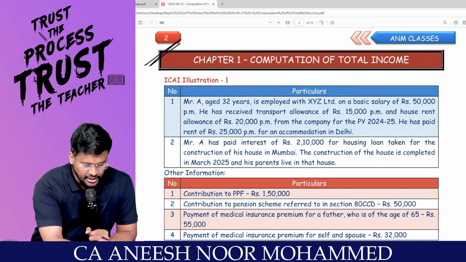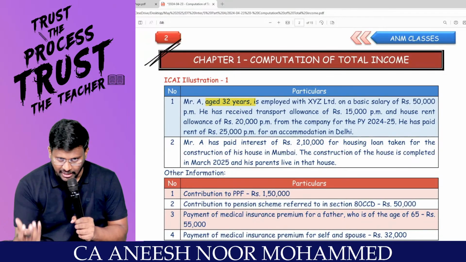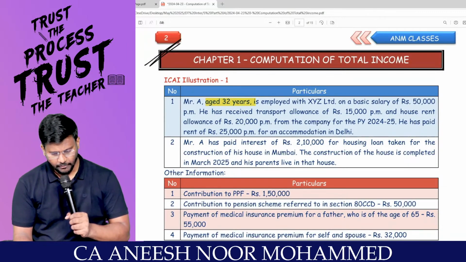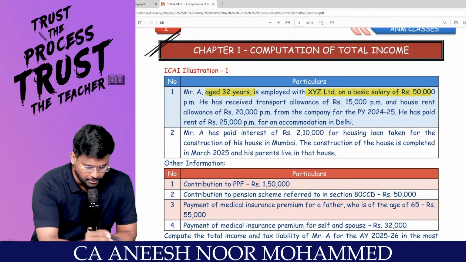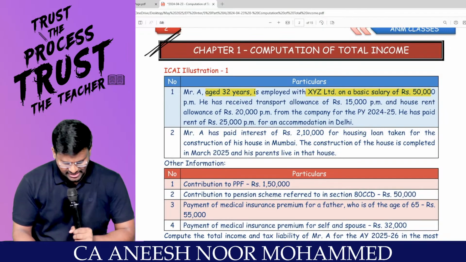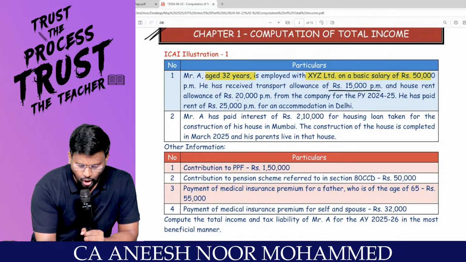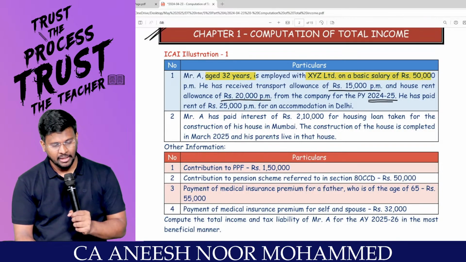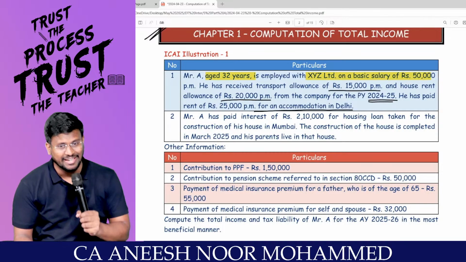Mr. A, aged 32 years. Age is important under the optional tax regime, irrelevant under the default regime. He is employed with XYZ Limited on a basic salary of 50,000 per month. So 50,000 into 12, 6 lakh will be the salary income. He has received transport allowance of 15,000 per month and HRA of 20,000 per month from the company for the previous year 24-25. He has paid rent of 25,000 per month for an accommodation in Delhi.